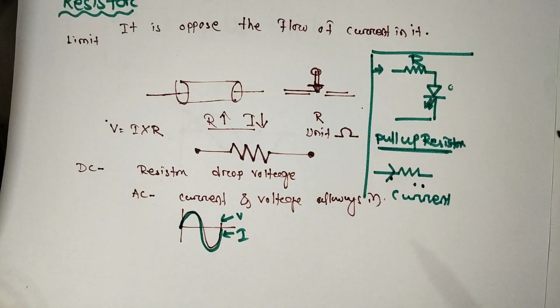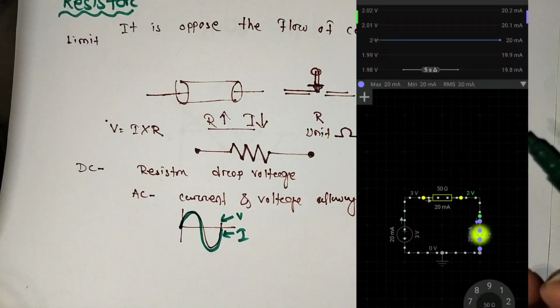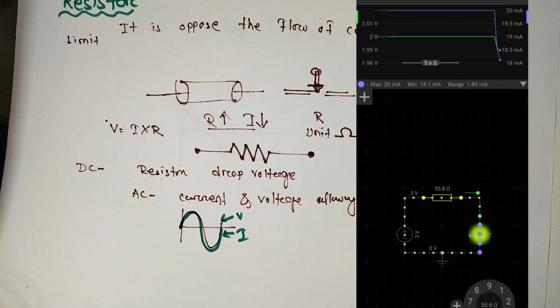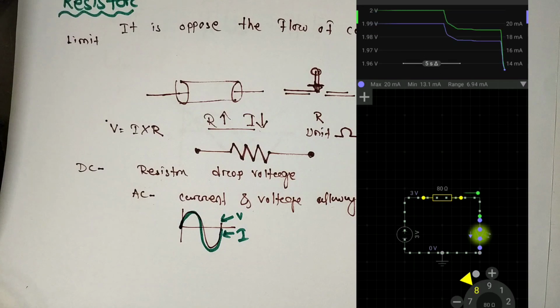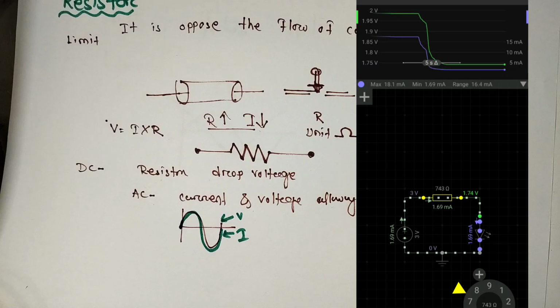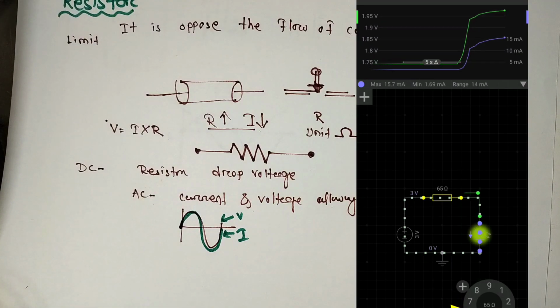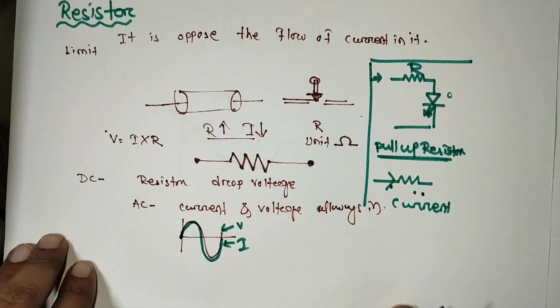Here you can see the video. There I connected one simulation diagram. Here I connected one resistor in series with an LED. When the resistance increases, the current decreases. You can monitor that current. When I decrease the resistance, the current will increase and the LED is blown off. Next we are going to the second component, that is called the capacitor.